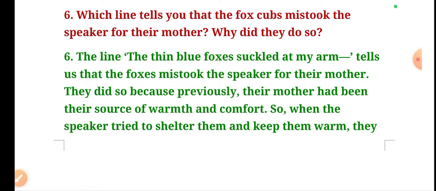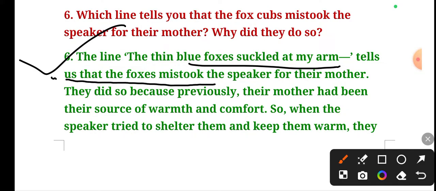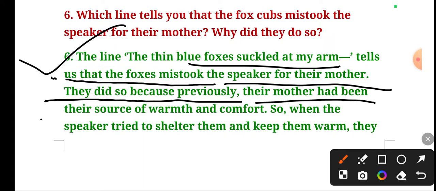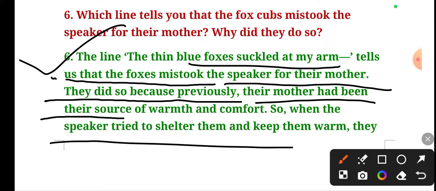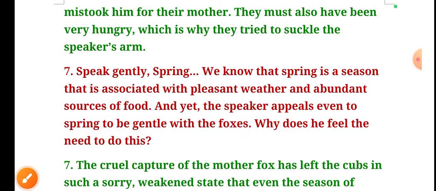Question 6. Which line tells you that the fox cub mistook the speaker for the mother? Why did they do so? So the line "the thin blue foxes suckled at my arm" tells us that the foxes mistook the speaker for their mother. They did so because previously their mother had been their source of warmth and comfort. So when the speaker tried to shelter them and keep them warm, they mistook him for their mother. They must always have been very hungry, which is why they tried to suckle the speaker's arm.